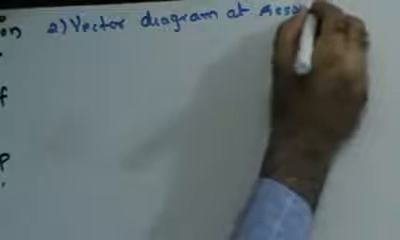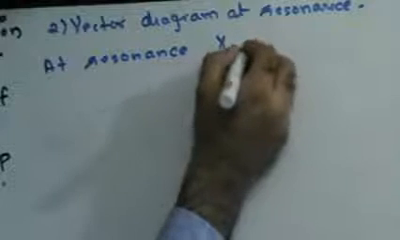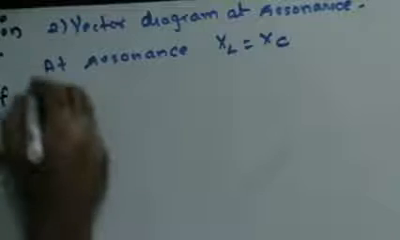Vector diagram at resonance. Now, in the case of vector diagram, I can say that at resonance, XL is equal to XC. That is the condition required for resonance, right? Moreover, the effective voltage drop across inductor and across capacitor has to be equal and opposite in phase.